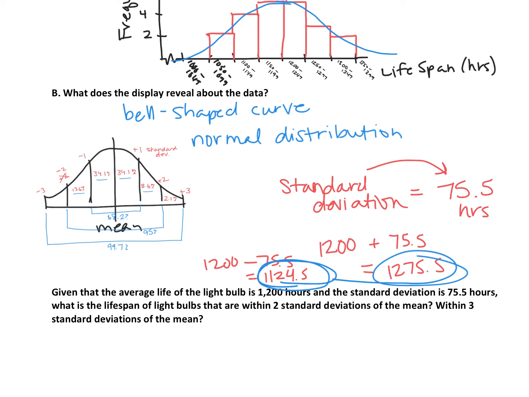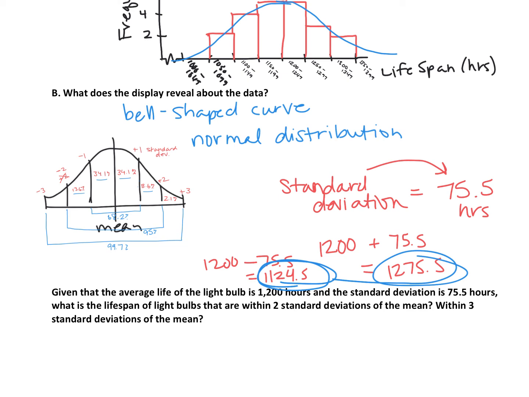And the only reason that we're allowed to make this prediction and be probably somewhat accurate with that is the fact that when we graphed the data, we discovered that it had a bell-shaped curve, and so it was representing a normal distribution.